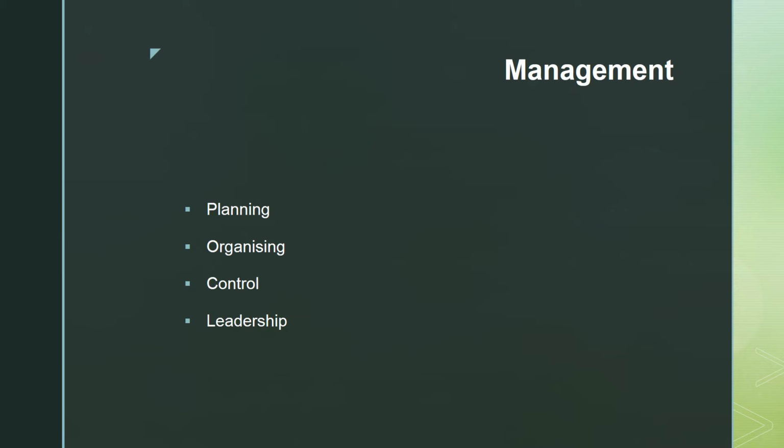And the final function of management is leadership. There must be someone leading. There must be someone as a figurehead. There must be someone who makes final decisions. You have the initial decision with the overall overview of the project.